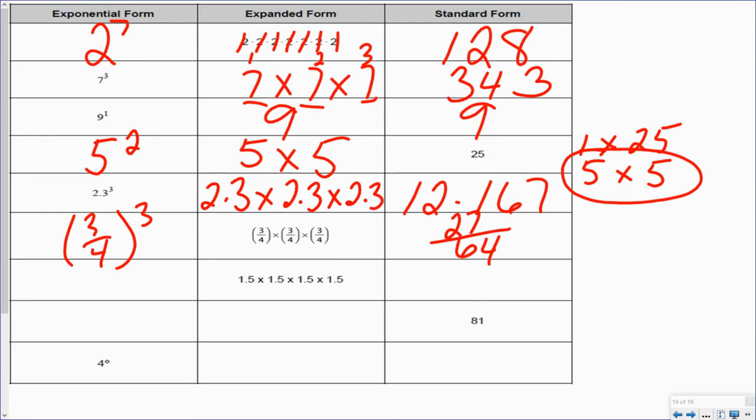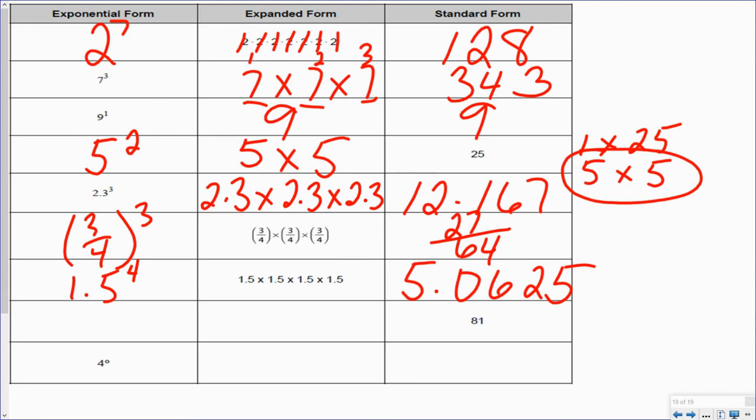Here I have a decimal of 1.5 times 1.5 times 1.5 times 1.5, which gives me 1.5 to the fourth power. And when I solve that or put it in standard form, that gives me 5.0625.